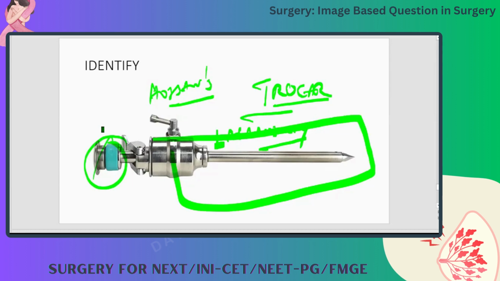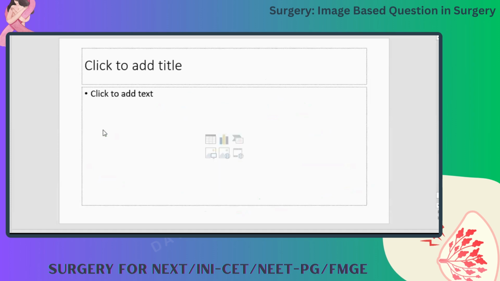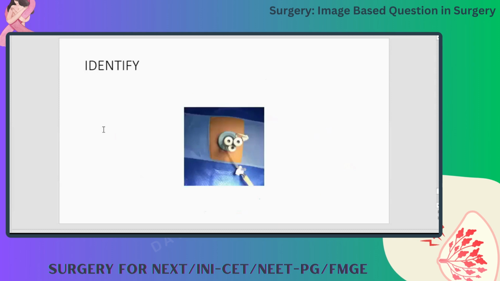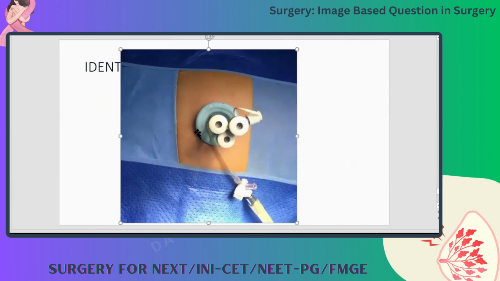Remember, this is a very important image. This is known as a Hasson's trocar used in laparoscopy. What is this then? Is it a single port trocar?